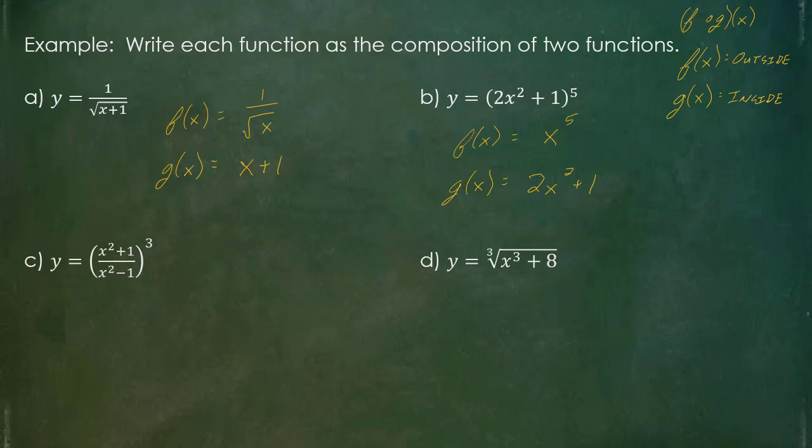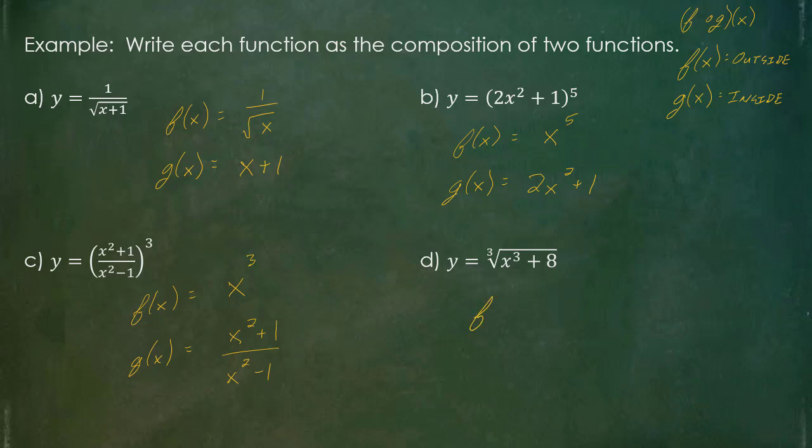Try the next one. If I look at what we have here, the function that looks like it's inside of something else, in this case would be the rational function inside, so x squared plus 1 over x squared minus 1, which then means that the f function must have just been x cubed.